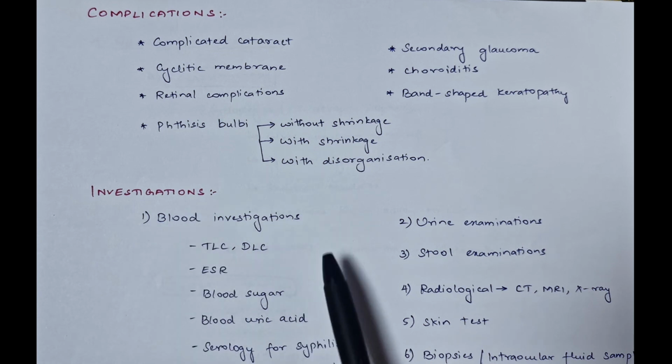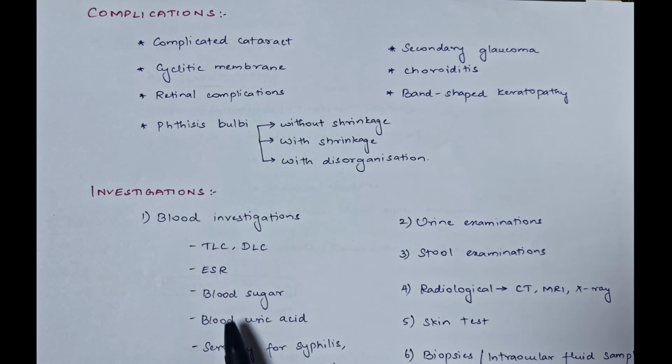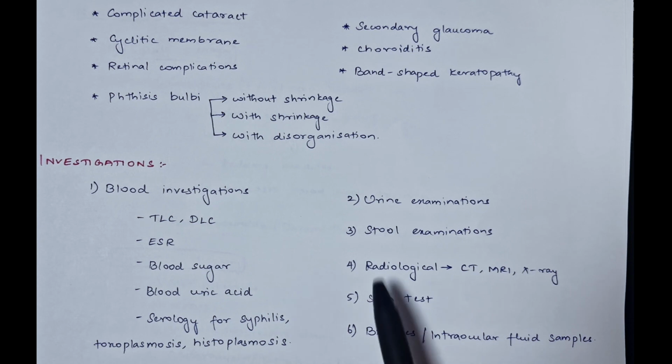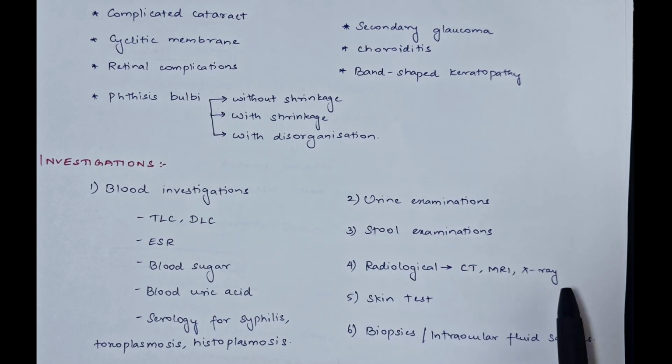Investigations. Blood investigations: we will see TLC, DLC, ESR, blood sugar levels, blood uric acid levels, serology for syphilis, toxoplasmosis, histoplasmosis. We will see urine examination, stool examination, radiological examinations like CT, MRI, X-ray, skin tests, biopsies, intraocular fluid samples.